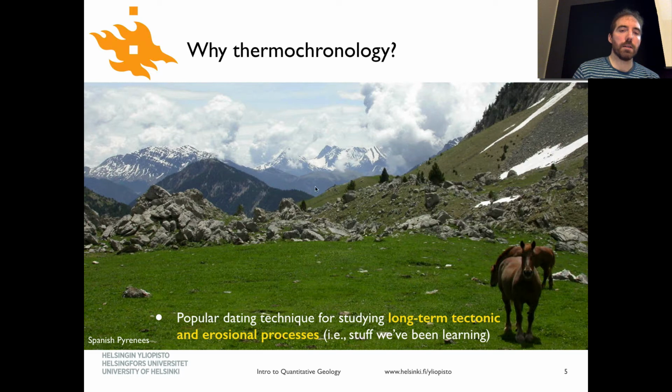And so in mountainous landscapes like here in the Pyrenees, it's one of the ways in which we can try to study the rates of these erosional or tectonic processes over long time scales, meaning millions of years. So not like going to a river and collecting the sediment in the river to see how much erosion is happening over a short time scale, but something that integrates over much longer time scales.